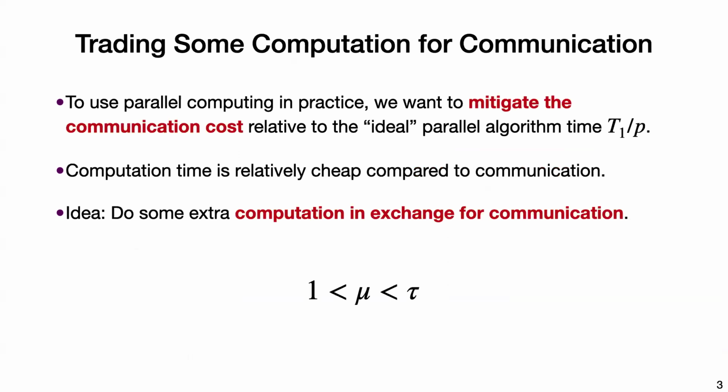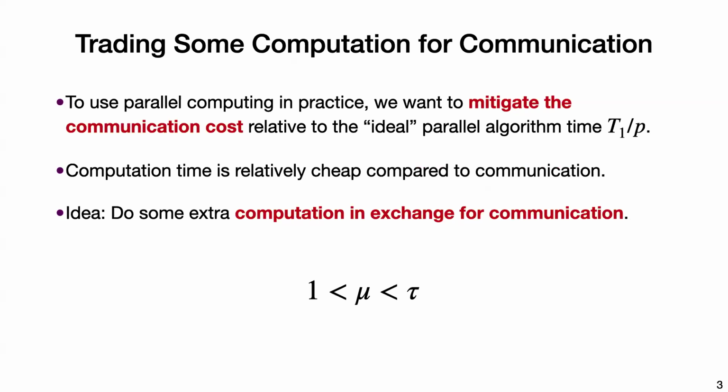The main trick that we're going to use today in simple sort is something that happens a lot in distributed memory computing. In practice, we want to minimize the communication cost because we have these constants for measuring communication cost, like mu and tau. The constant in front of computation is normalized to 1, so that's like unit cost.